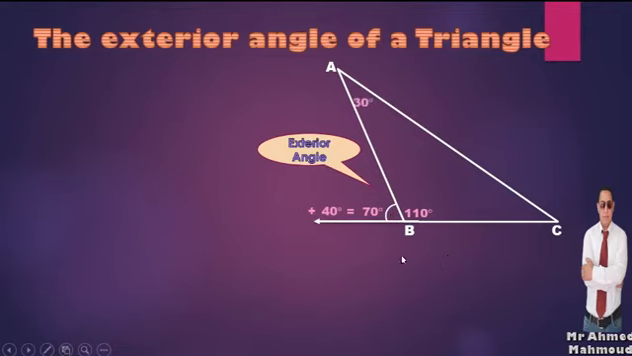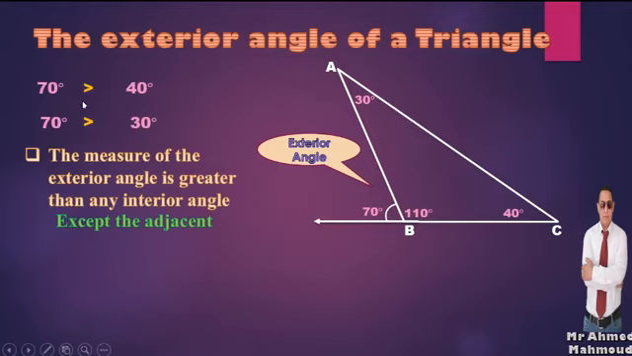Okay, now I need to compare between the exterior angle and the two non-adjacent interior angles. I see that 70 is greater than 40, and 70 is greater than 30. Then I can say that the measure of the exterior angle is greater than any non-adjacent interior angle. Again, the exterior angle 70 is greater than 40 and greater than 30, but it's not always greater than the adjacent angle. Then we can say that the exterior angle is greater than any interior angle except the adjacent. This is a very important rule. Let's start the problems.